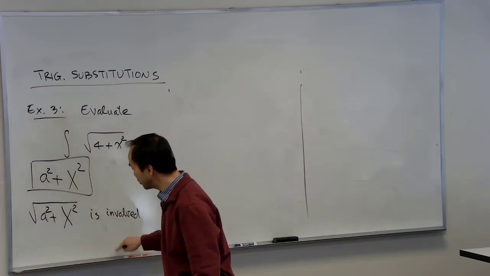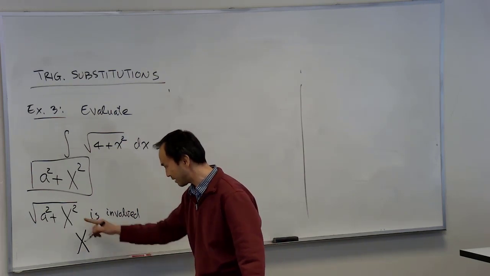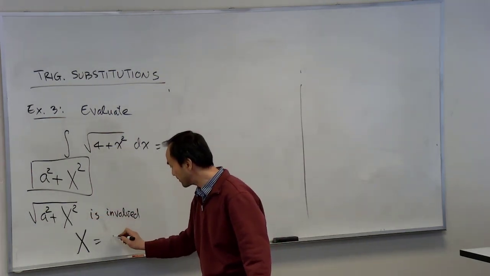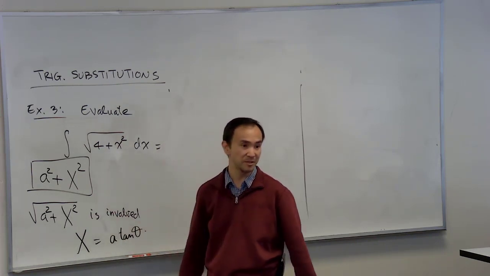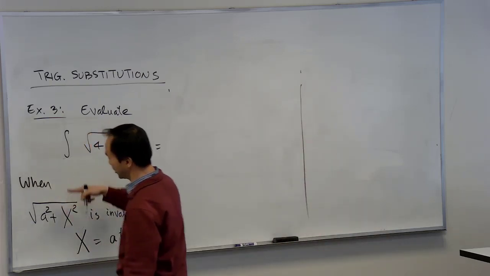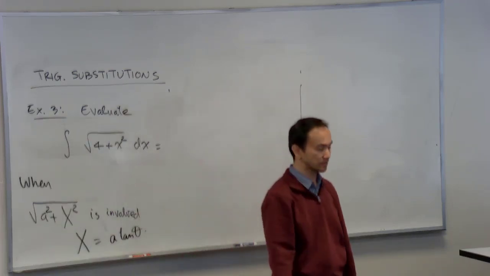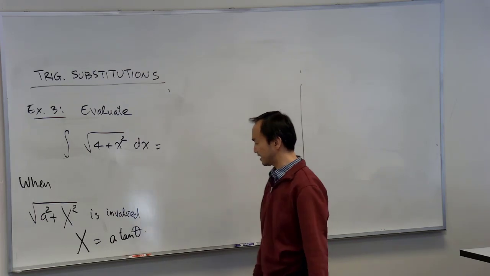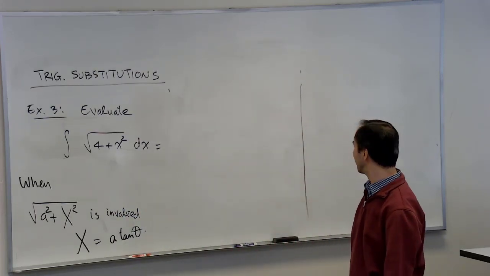then we do the substitution. We take the whole expression X, that expression that we recognize as a perfect square, and we let that equal a times tangent theta. To complete my sentence, when the square root of a squared plus capital X all squared is involved, we substitute X equals a times tangent theta. So that's one way of doing the substitution.